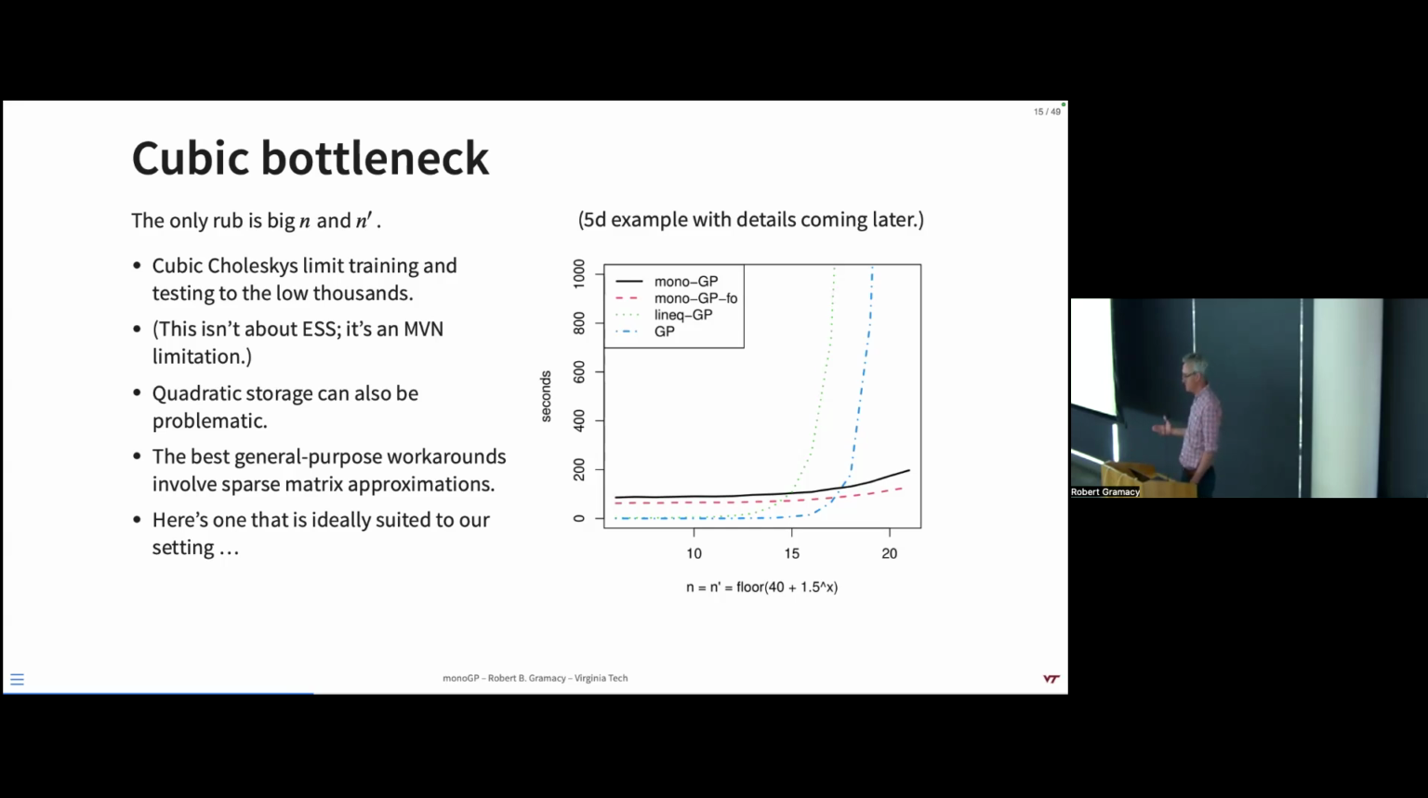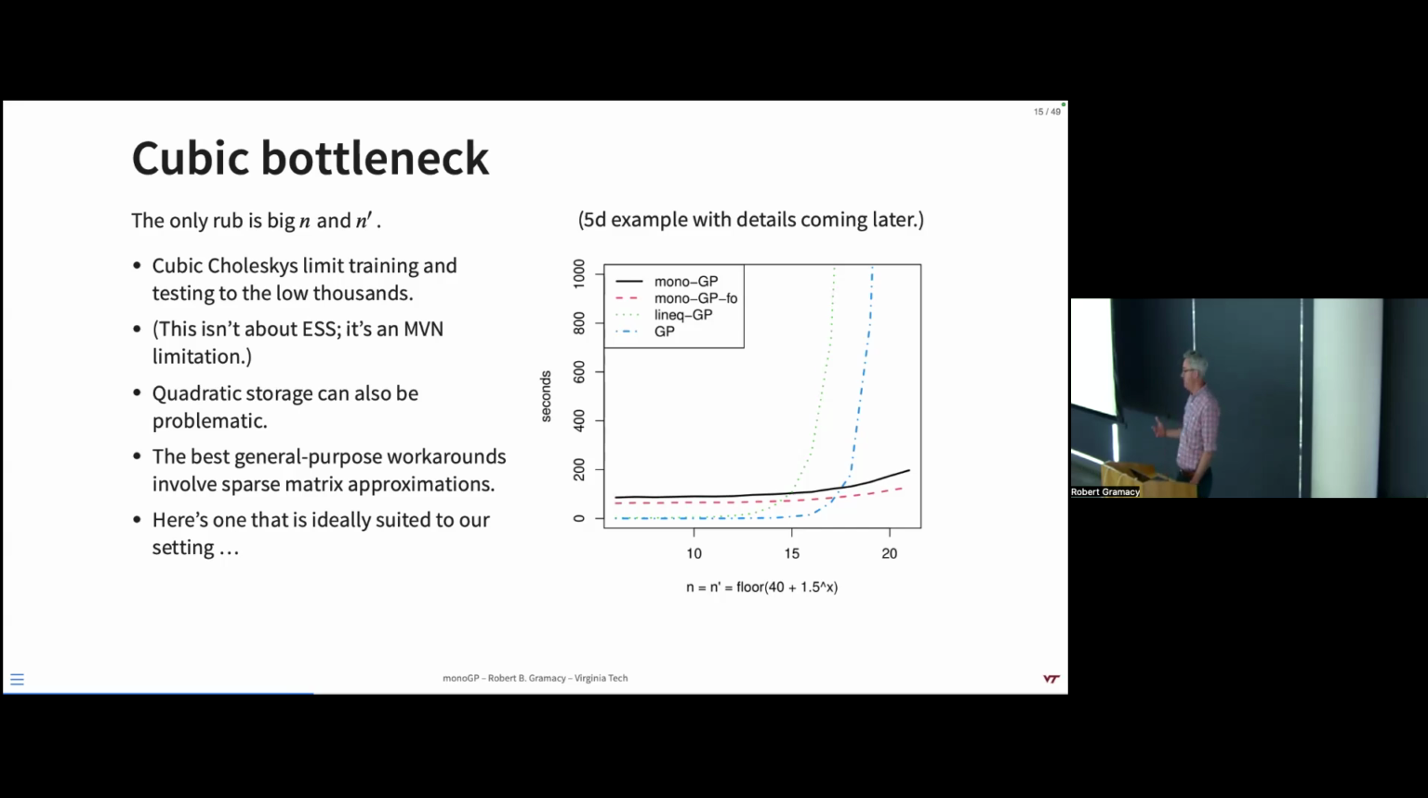And in practice, it's computationally feasible to work with these cubic matrix decompositions with a few thousand training data or testing locations. But beyond that, it becomes pretty cumbersome. Some of the other methods that I'm going to tell you about are nicer. They have these flatter lines.